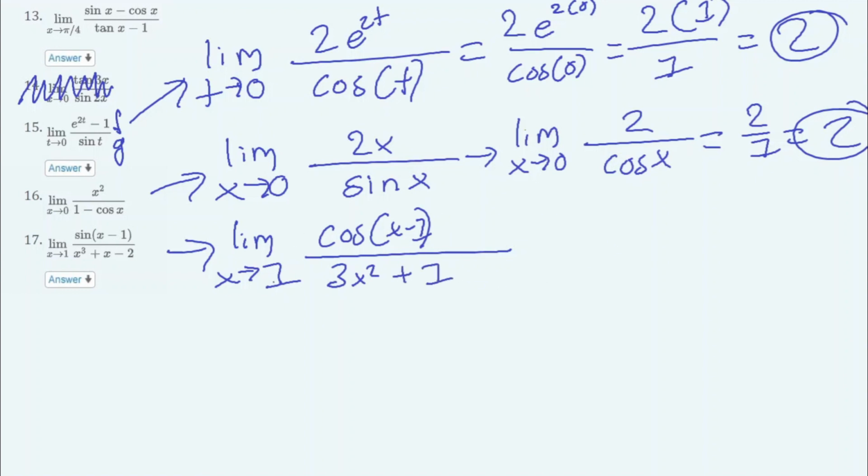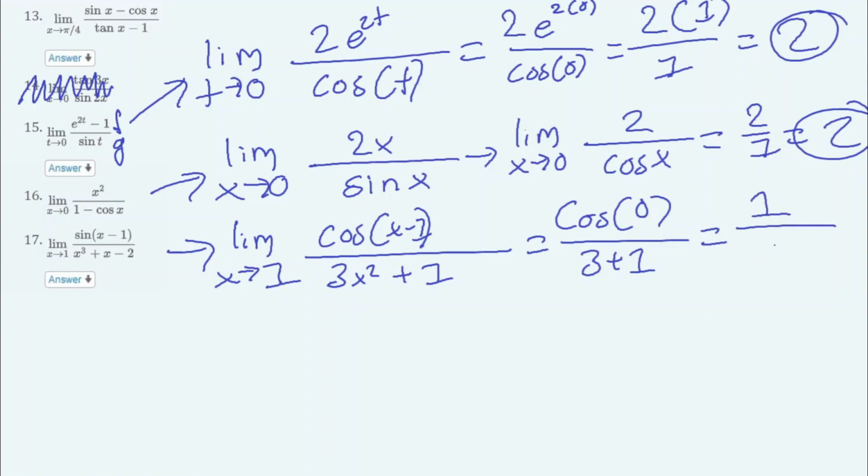Let's see, if we plug in 1 into this, on the bottom we should have 4, and on the top we're going to have cosine 0. Cosine 0 is 1. So we're going to have a definite answer. So let's start plugging in stuff. We're going to have cosine 0, because 1 minus 1 is 0. And then on the bottom, we're going to have 3 plus 1, because 1 squared is 1 times 3 is 3. So cosine 0 is going to be 1, and then 3 plus 1 is 4, so our final answer is 1 over 4.